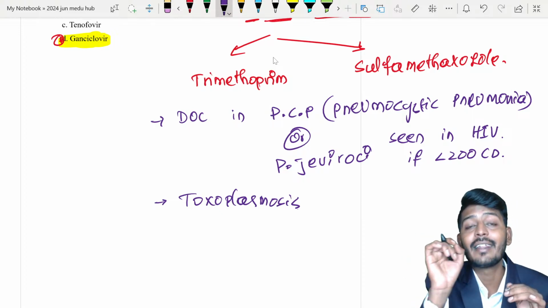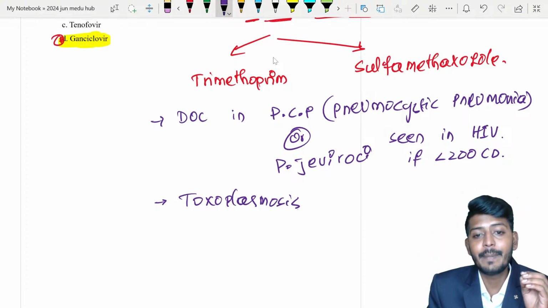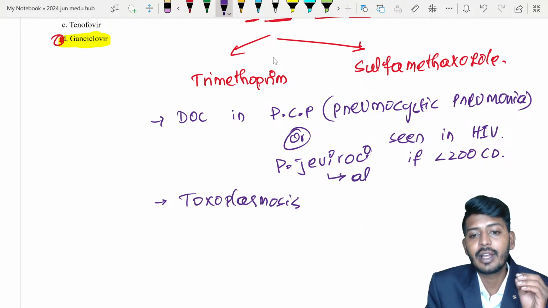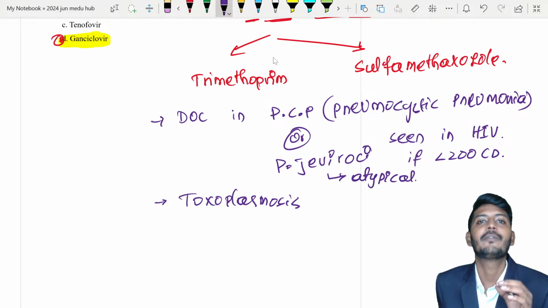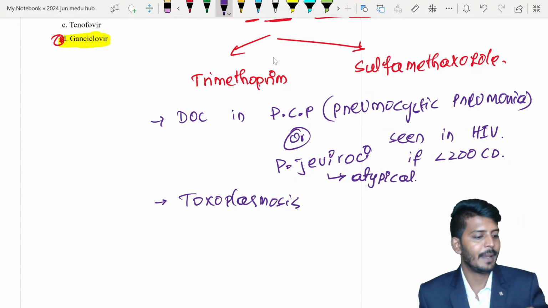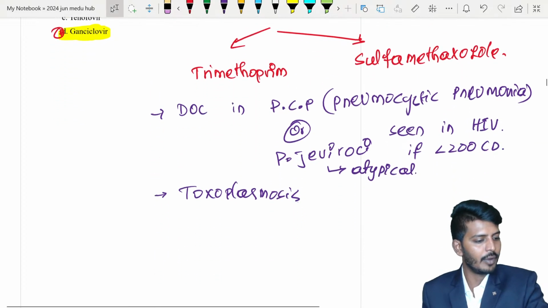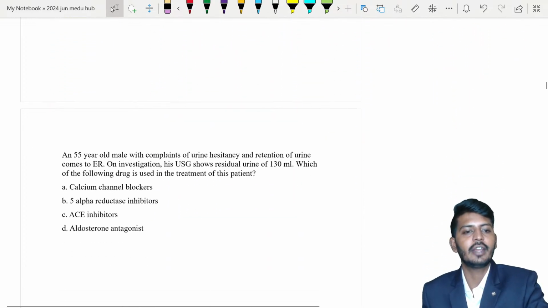I want you to remember, it is seen in the HIV patients majorly, at the level of less than 200 CD count, and it is a type of atypical pneumonia. Pneumocystis jirovecii is an atypical form of pneumonia. Okay, very good. Pradeep Yadav, Bhavesh Patel, you people are absolutely correct. Pratyusha, you are also correct. Let's continue to the next question.